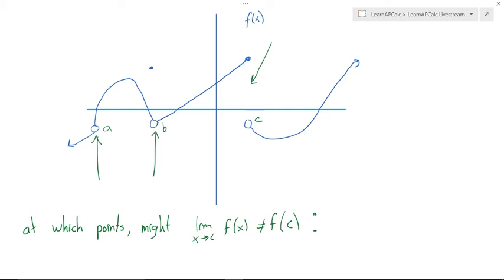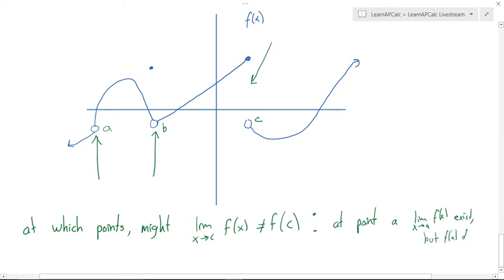So we can say at point A, the limit as x goes to A of f of x exists, but f of A does not. Okay, so at one point we can say the limit at point A exists, but f of A does not. So at A, our limit is different from our function.